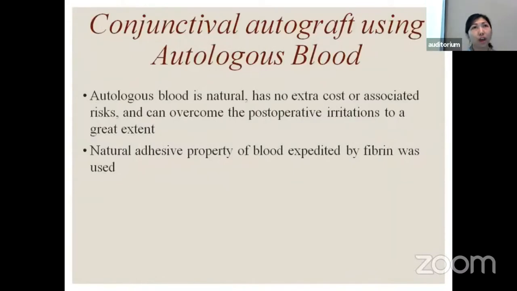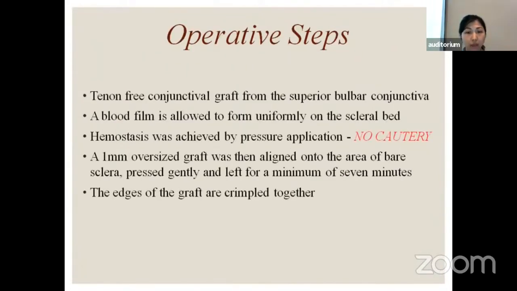If you do not have sutures and you do not have fibrin glue, then you can even try to use autologous blood. Basically, autologous blood is natural. It has no extra cost or associated risk. But you need to abrade a bit of the patient's episcleral vessels if there is not much bleeding. Usually they tend to have a bit of bleeding. So you can use the blood film over it, uniform over the scleral bed, and then you put the conjunctival graft on top. However, you must make sure that the graft you harvest is slightly larger, because you need to crimp together the edge of the graft, and you have to leave it about 7 minutes to fully adhere.